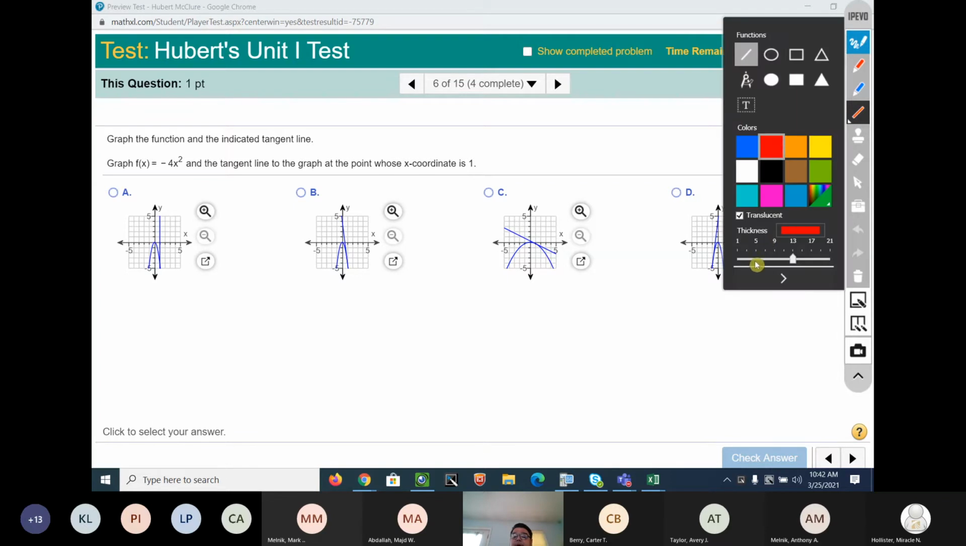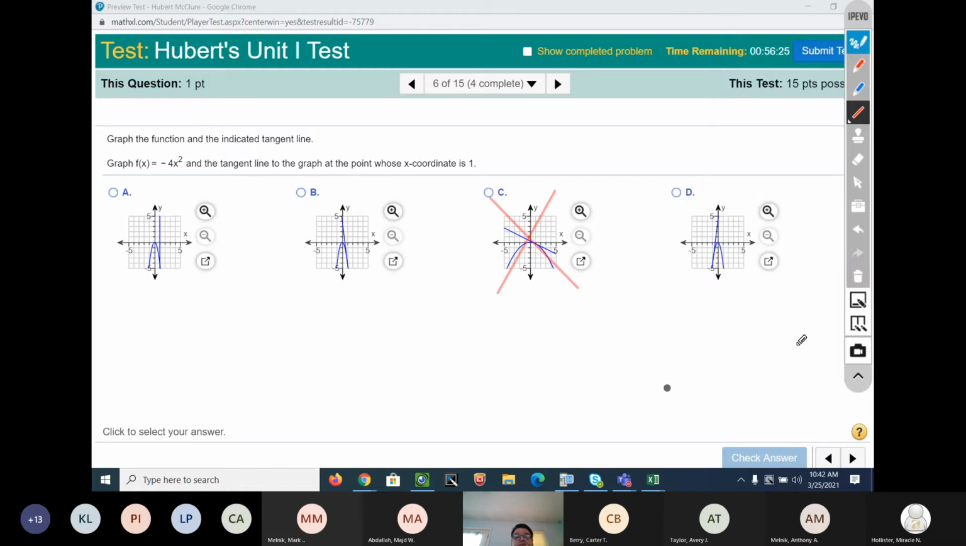I'm going to draw a line. It's not this one. Okay, what else? Well, it says that we're looking at positive 1. So that means it's to the right side of the what? The y-axis. So which one is not on the right side of the y-axis? Delta. I'm sorry.